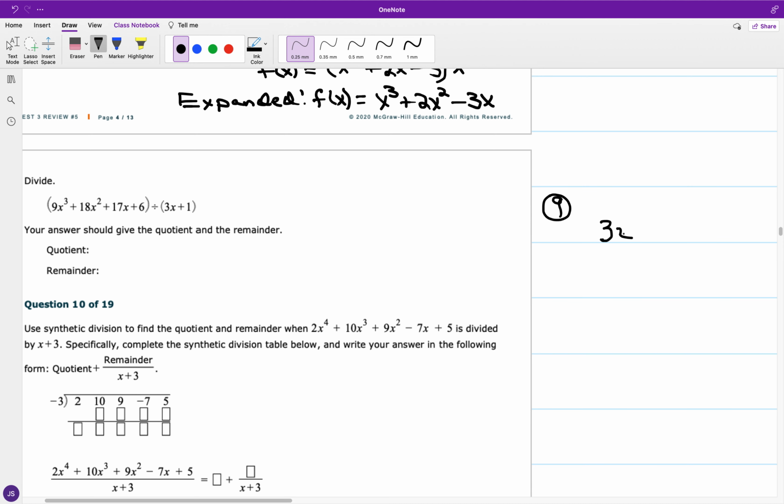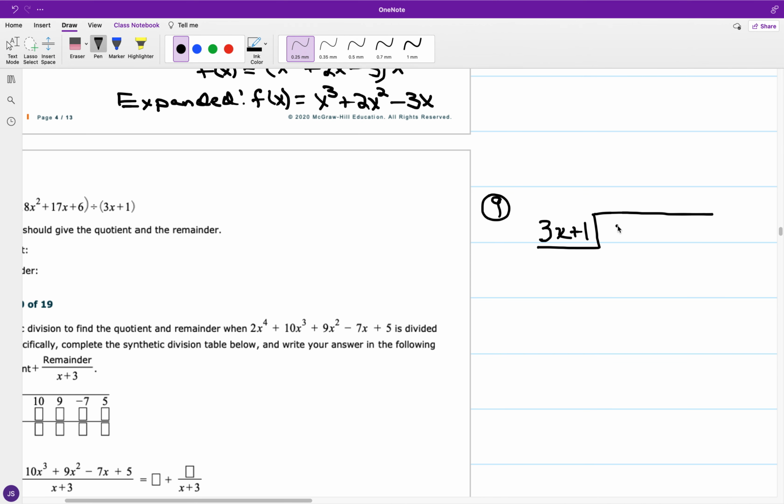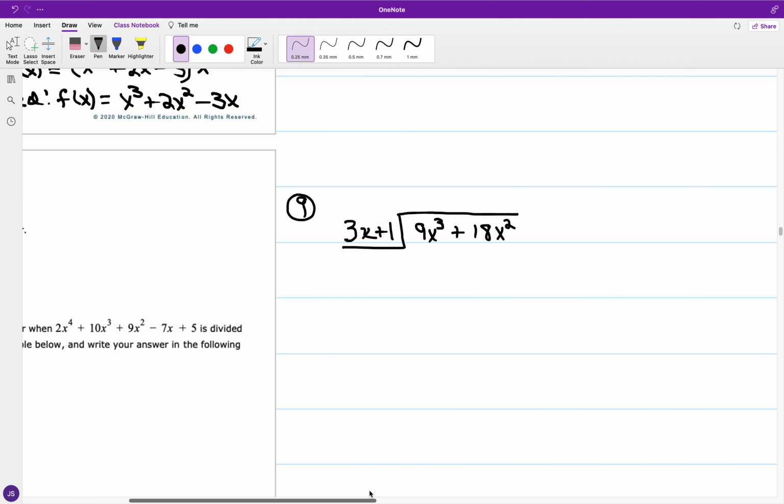So we have the divisor at 3x plus 1. And for the polynomial dividend, we have 9x cubed, then we have plus 18x squared, then we have plus 17x plus 6.